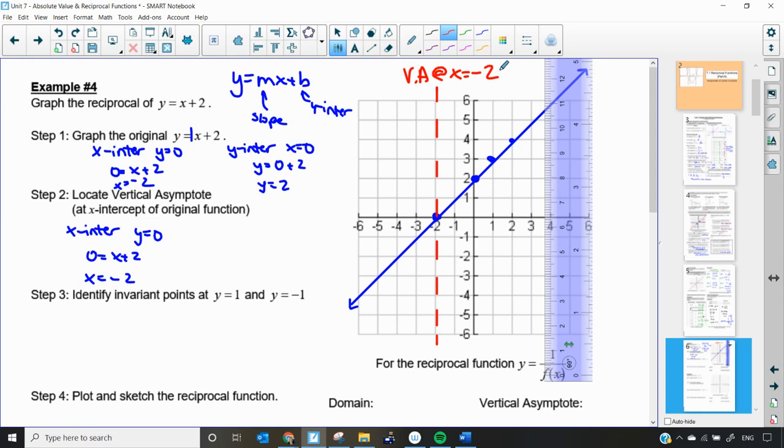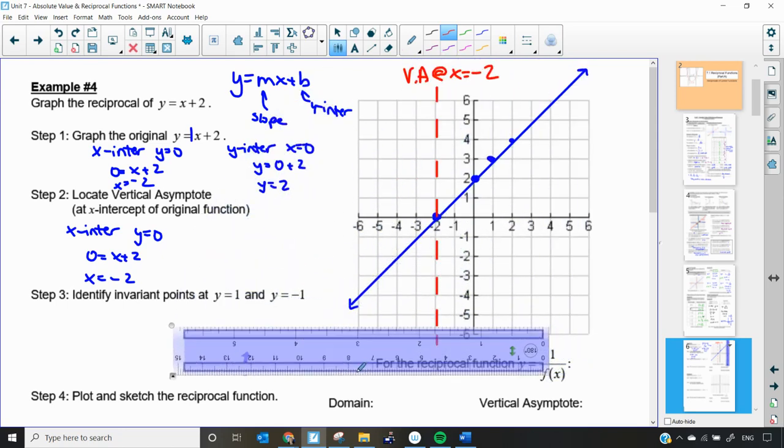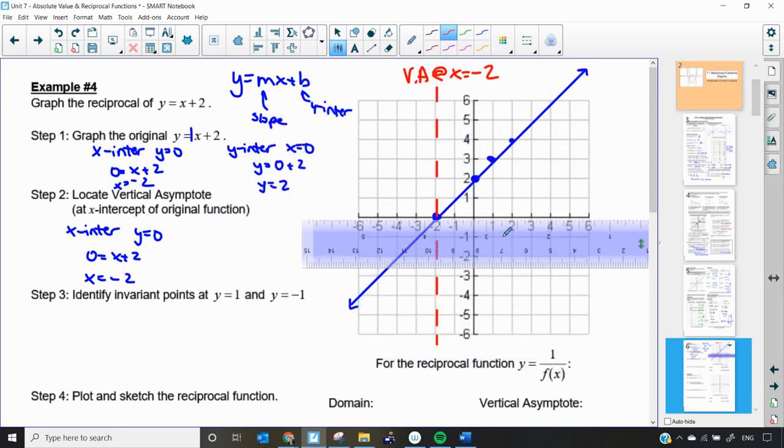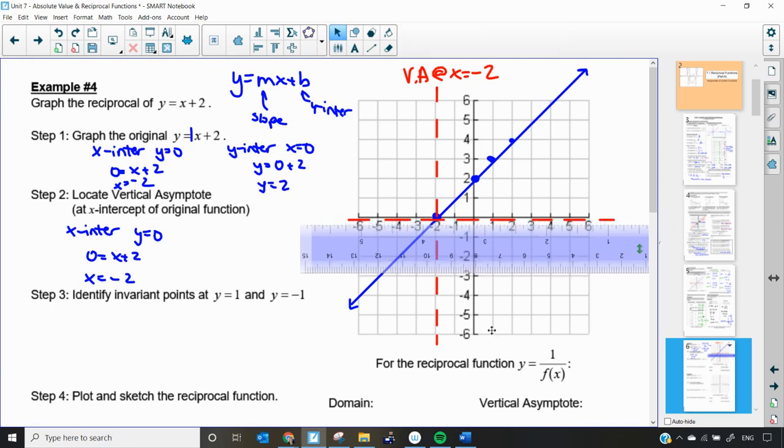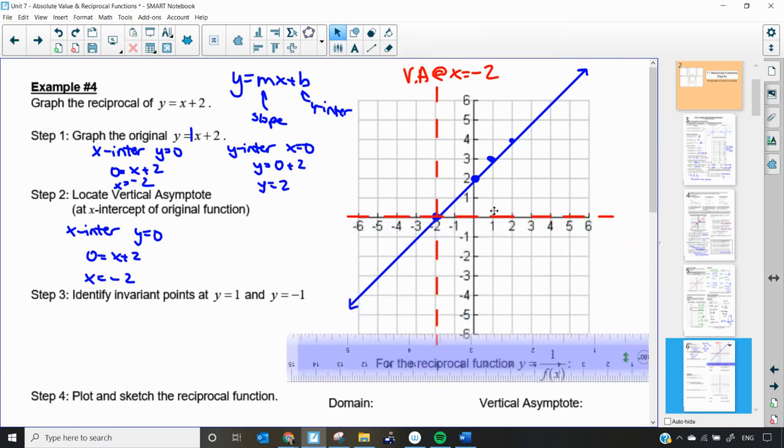Now we also have a horizontal asymptote, and that's happening at y equals 0. So we're going to draw my horizontal asymptote, and I would label that as HA, so horizontal asymptote at y equals 0.